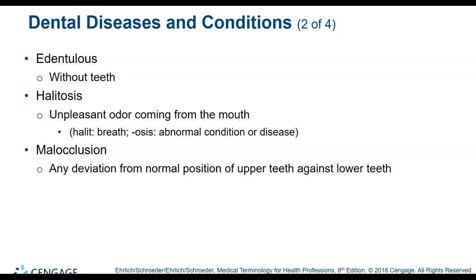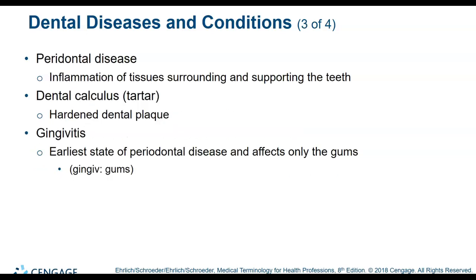Halitosis is unpleasant odor. It is bad breath, okay, coming from the mouth. So when you hear somebody has halitosis, you know that they're going to have very bad breath. Malocclusion is when there's any type of deviation from the normal position of upper teeth against lower teeth. So if you have an overbite, an underbite, anything like that.